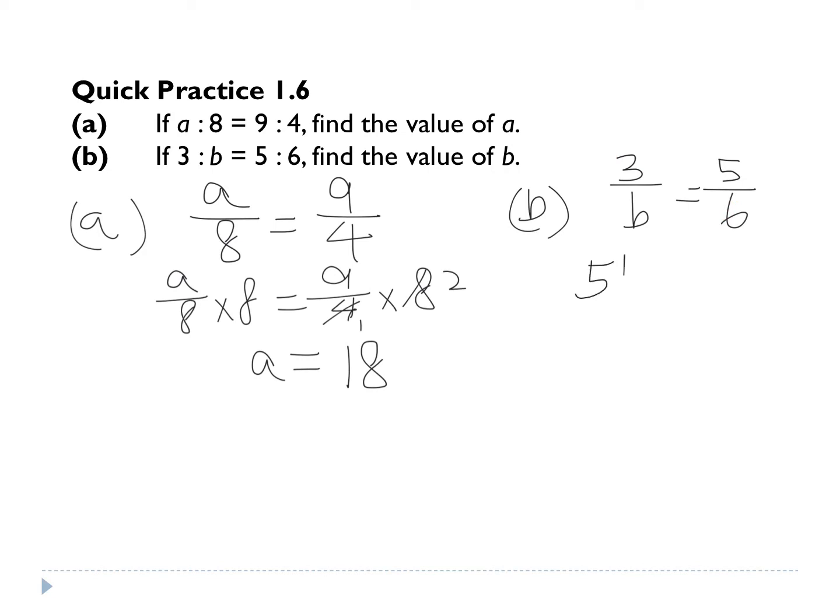That means 5b equals 3 times 6. So you actually multiply both b and 6 on both sides, so you get this. So b equals 18 over 5. So you may write it as 3.6 as you wish.